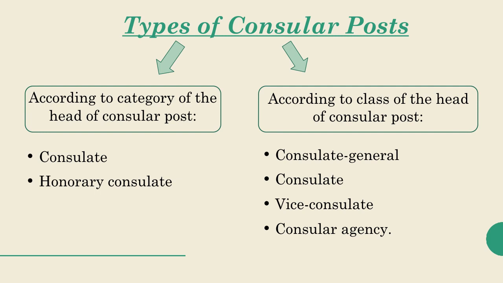The next classification is according to the rank of the head of consular post. Article 9 of the Vienna Convention on Consular Relations states that heads of consular posts are divided into four classes, namely consuls general, consuls, vice-consuls, and consular agents. According to this classification, there are four types of consular posts regarding the class of the person who is the head of this post. It could be a consulate general, consulate, vice-consulate, and consular agency. But in most cases, states establish a consulate or consulate general.